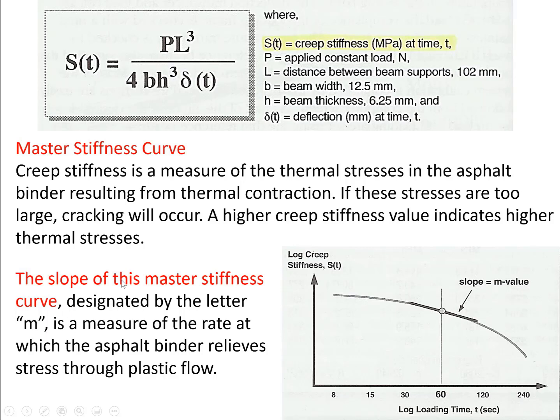The slope of this master stiffness curve, which is designated by the letter m, we call it m-value, is a very important parameter. It's a measure of the rate at which the asphalt binder relieves the built-up stress through the plastic flow. So one of the goals of doing this BBR test is to get this m-value.